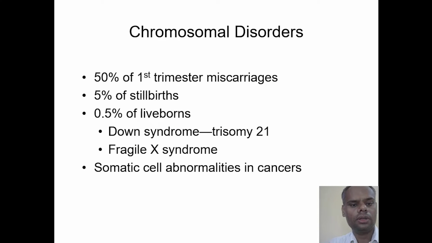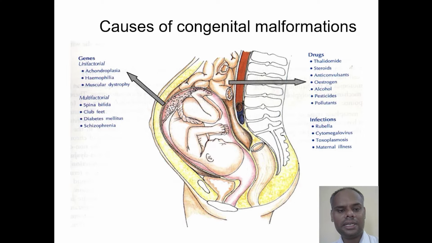If there are chromosomal anomalies, then there is a 50% chance of miscarriage in the first trimester, whereas there is a 5% chance of stillbirth and 0.05% of live births, which include Down syndrome and Fragile X syndrome, and the chances of somatic cell abnormality in cancer usually increase.